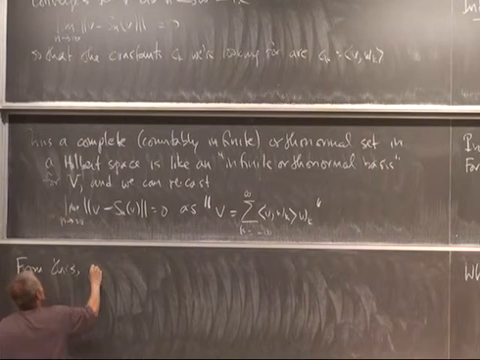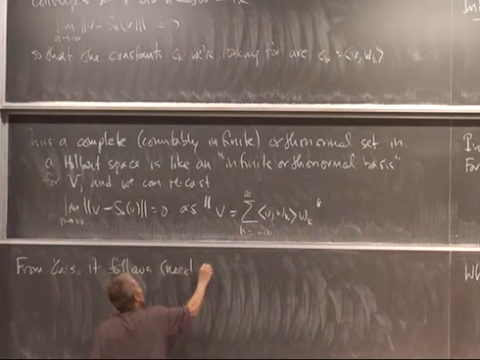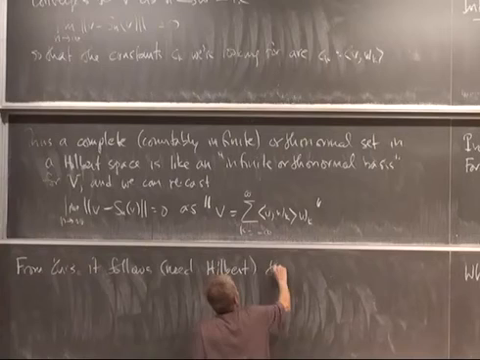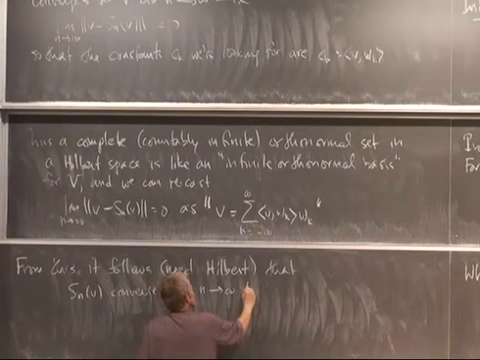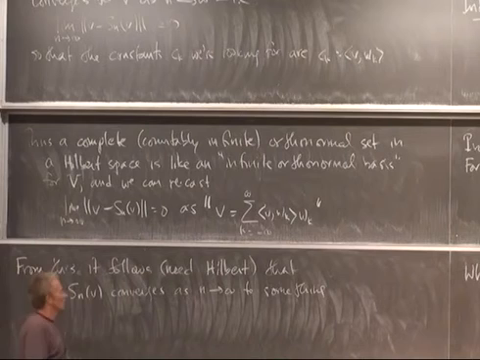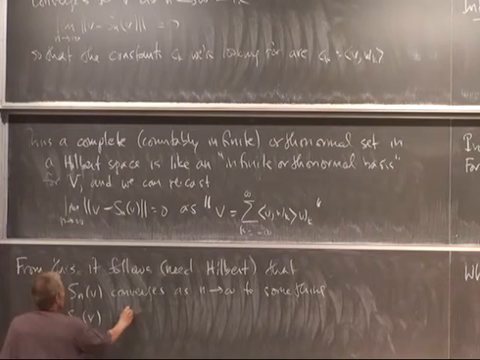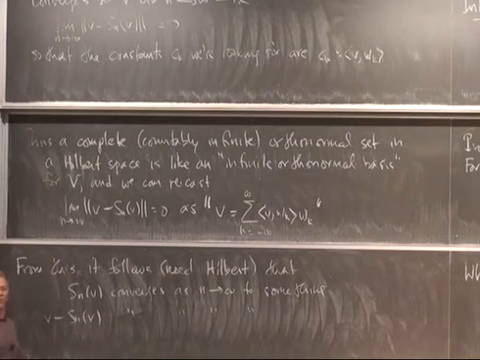So from this follows, and you need Hilbert here, not the guy, that would be too bad, that Sn of V converges as n goes to infinity to something, okay, and V minus Sn of V converges as n goes to infinity to something that's orthogonal to all the W's.